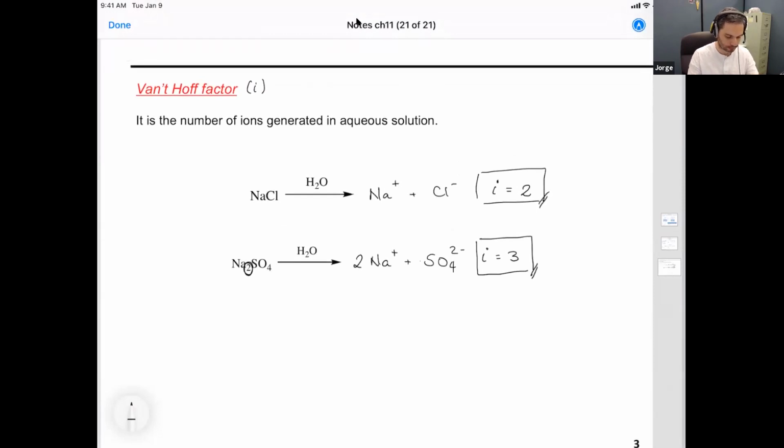Again, the Van 't Hoff factor is the number of ions generated in aqueous solution. So you have to know how to split an ionic compound. The higher the Van 't Hoff factor, the higher the effect on boiling point or freezing point. The reason for that is that we have more ions in solution.